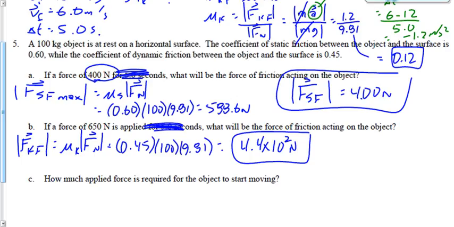What if I pushed with 800? What would friction be? Kinetic, 4.4 times 10 to the 2. What if I pushed with 200? What would friction be? 200, because it would be static. What if I pushed with 587? What would it be? 587 because it doesn't move. What if I pushed with 590? What would it be? 4.4 times 10 to the 2, and it would be kinetic friction.